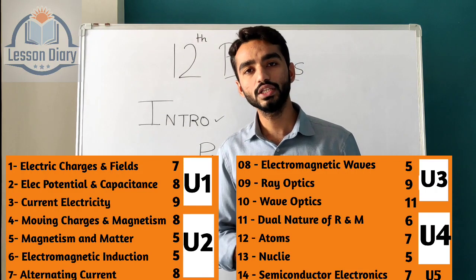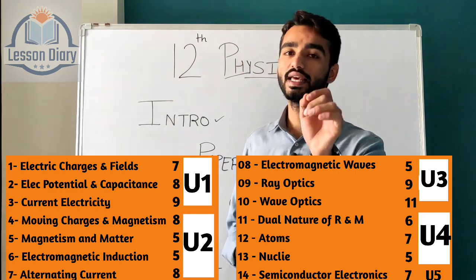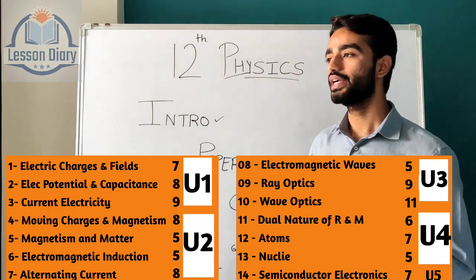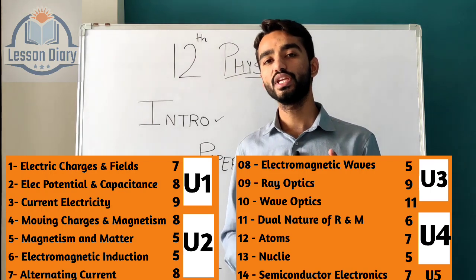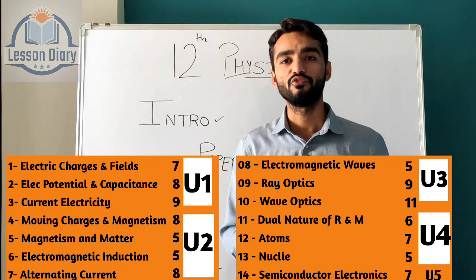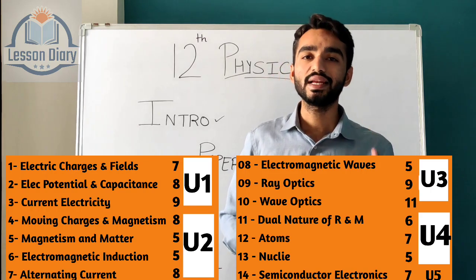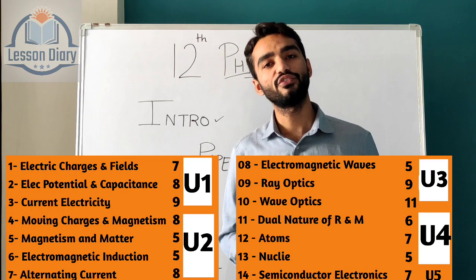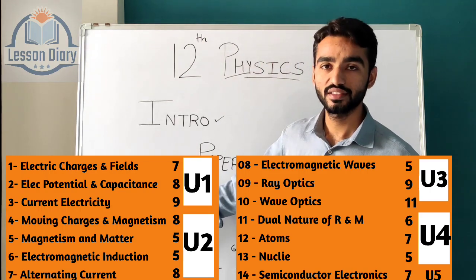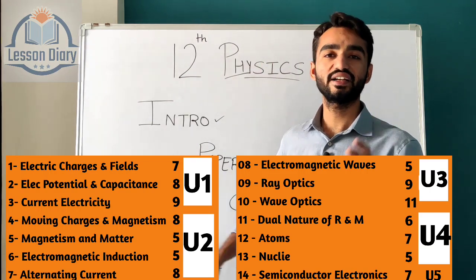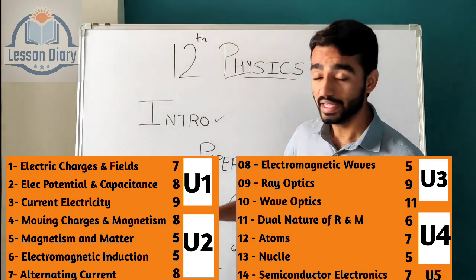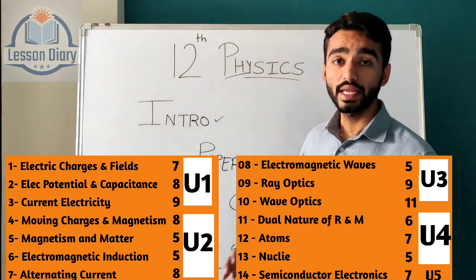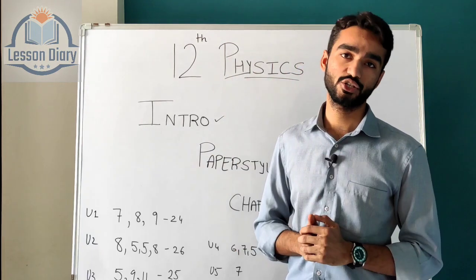Chapter number 1, 2, 3 we will consider as a single unit and it weighs almost 24 marks. Yes students, chapter number 1, 2, 3 is combinedly a single topic wherein you are going to study electrostatics and current electricity. Chapter number 1 is electric field and charges, which is of 7 marks. Then the next chapter is electric potential and capacitor, that is 8 marks. And current electricity is of 9 marks. So these 3 are the introductory chapters of your class 12.